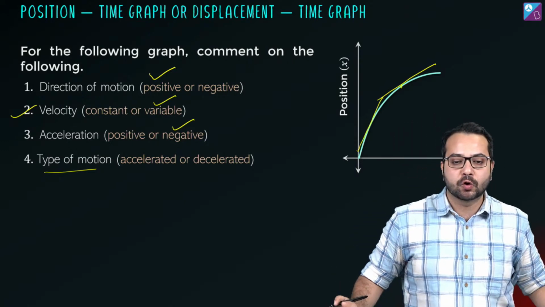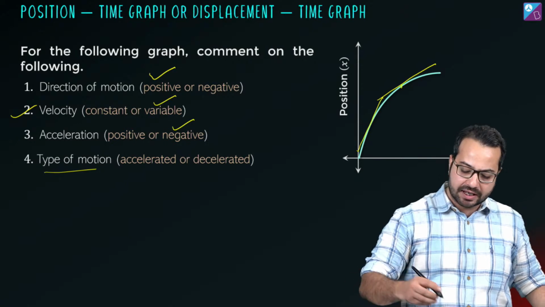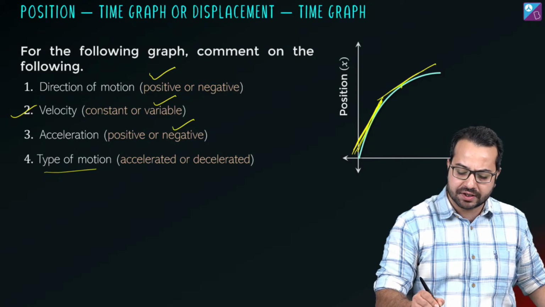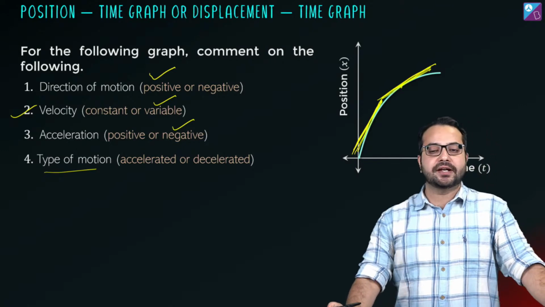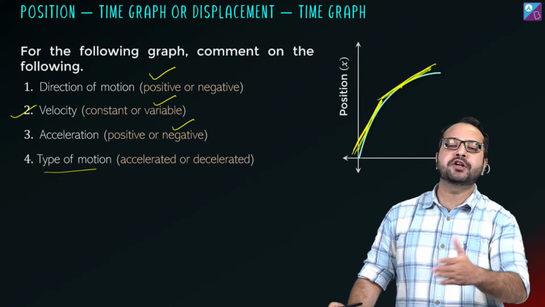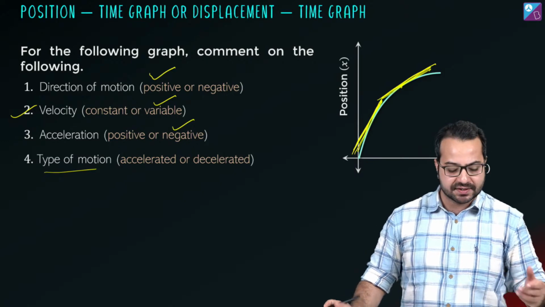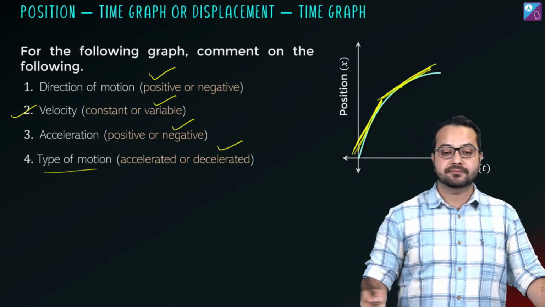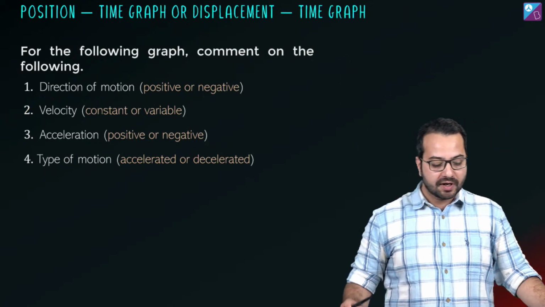The tangent slope is decreasing, so it is decreasing. Absolutely. So the tangent was more vertical, now it is more sleeping. So what is happening? The magnitude of slope is decreasing, matlab the speed is decreasing. So this is going to be a decelerated motion. Is that correct? Chalo. Next.